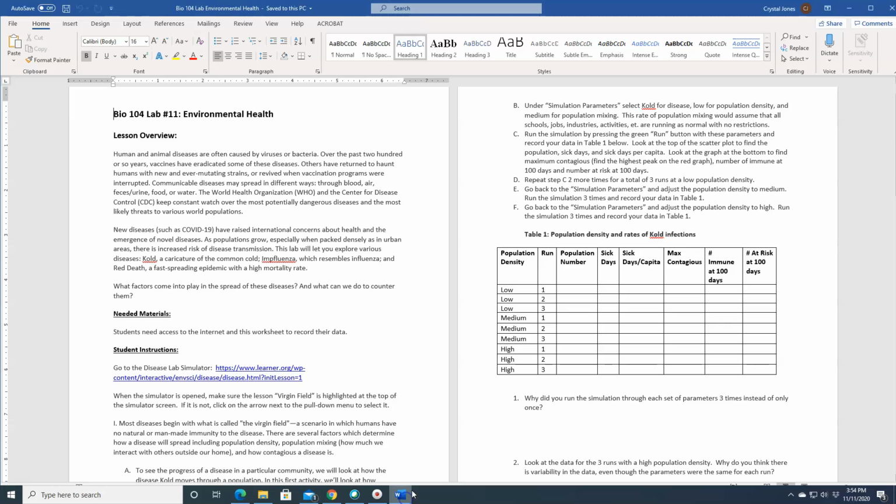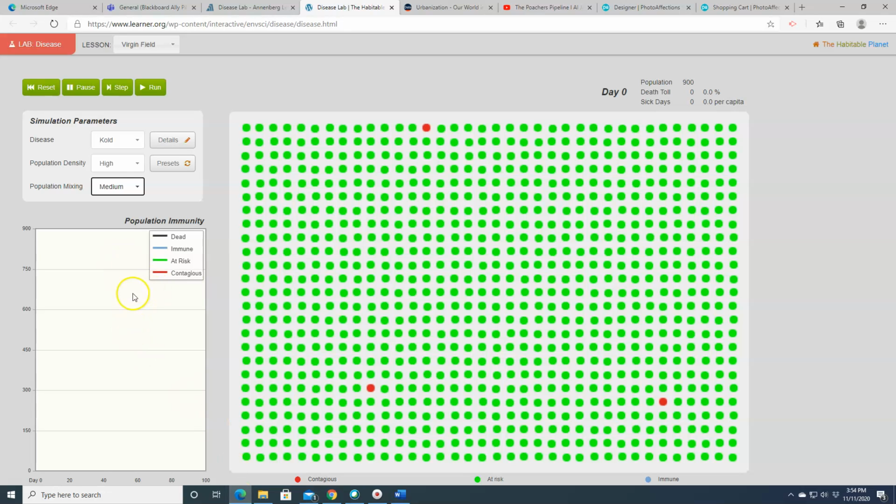So then what we'll do is we're going to run the simulation at these 3 different densities 3 times each. So low, medium, and high. And the reason I have you run it 3 times is because you'll notice that the data is different every single time you run this.